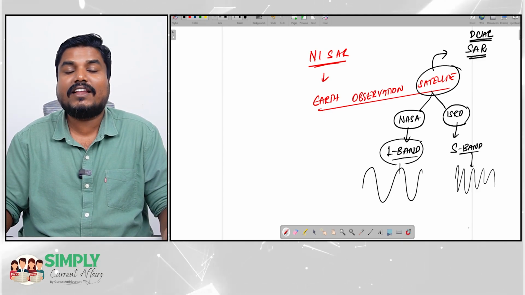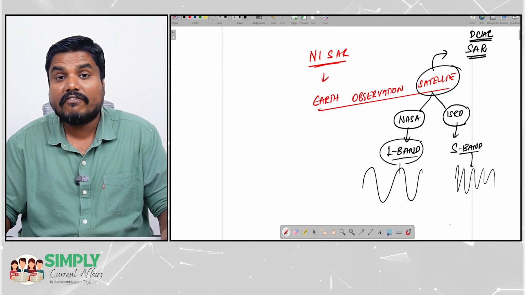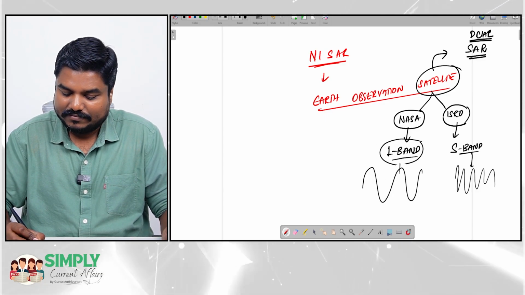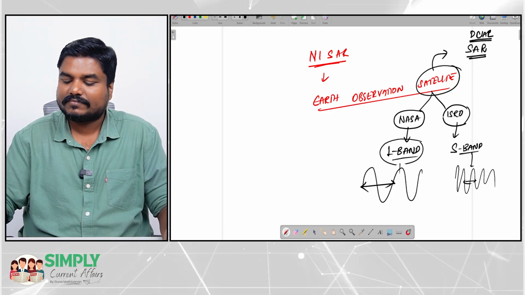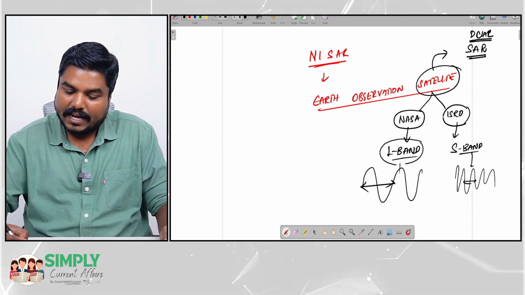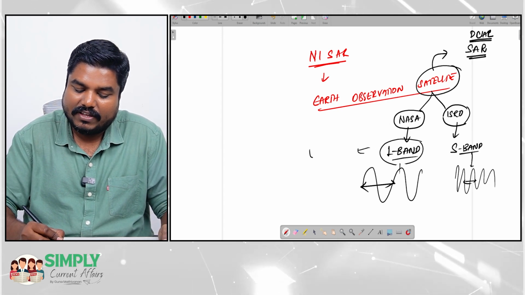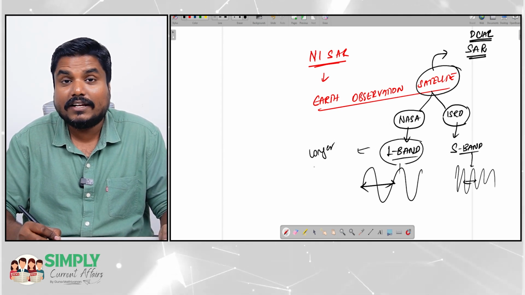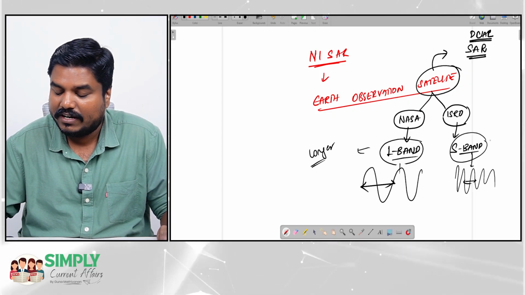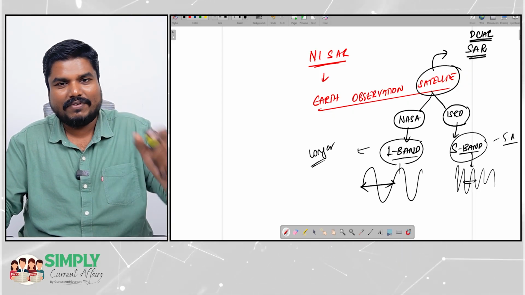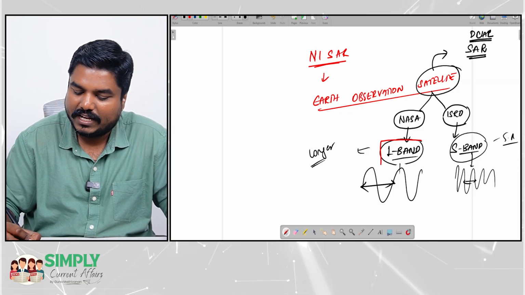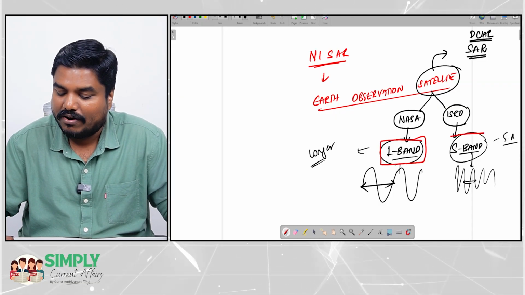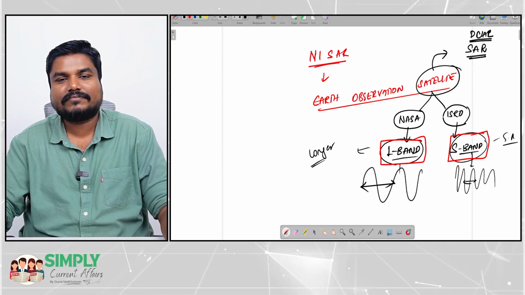The difference is wavelength. Okay, so the difference is going to be the wavelength. L band has a longer radio wavelength. S band will have a shorter radio wavelength. Okay, now NASA has contributed L band, ISRO has contributed S band radar.